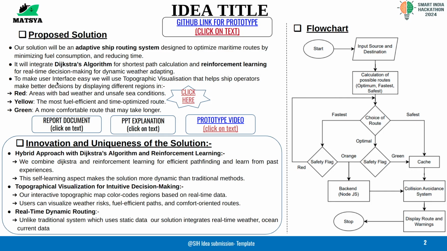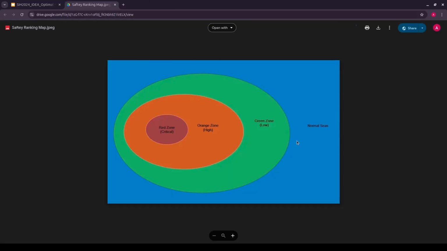We will use an interface which will make it easy for the user to understand by using topographic visualization. We will mark the areas with bad weather and unsafe sea conditions in red, and the most fuel efficient, time optimized route will be marked in yellow, and the more comfortable route will be marked as a green circle. So if we click on this image, I believe we can see how this will be done.